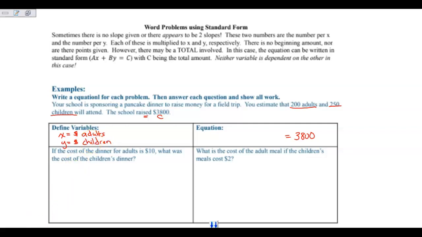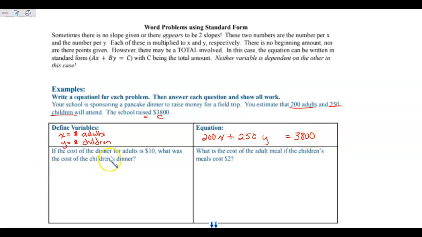So now that I've identified my variables, where x is my amount for my adults and y is the amount for the children, we are going to use that information and this up here to come up with our equation. So there are 200 adults, so 200 adult fees, so 200 times x, and we know that we're going to put them together, 250 children at y cost, and that gives us our equation of 200x plus 250y will equal 3,800.